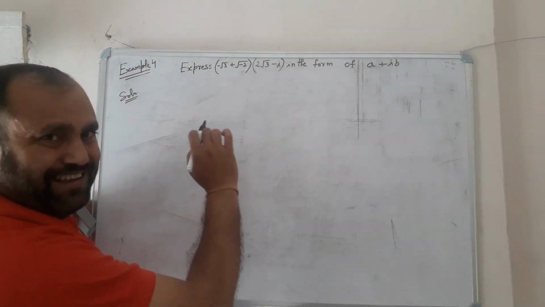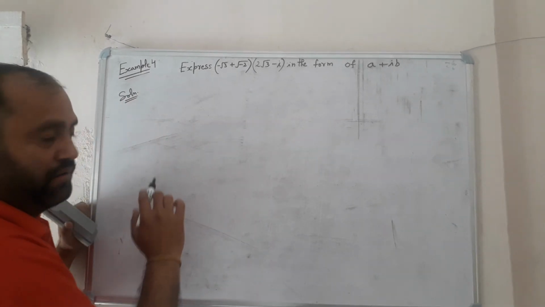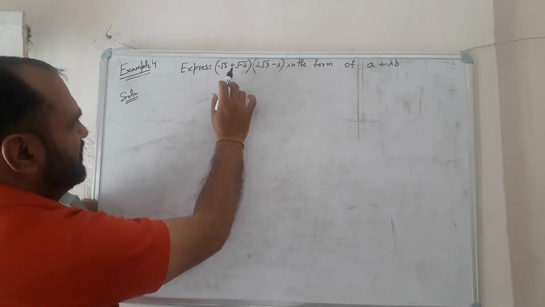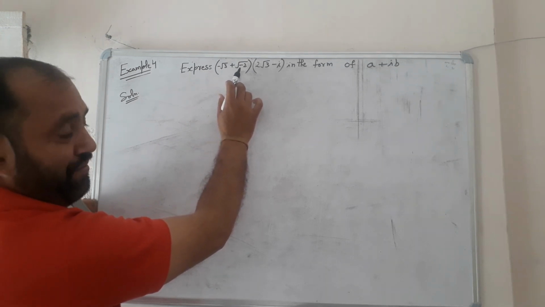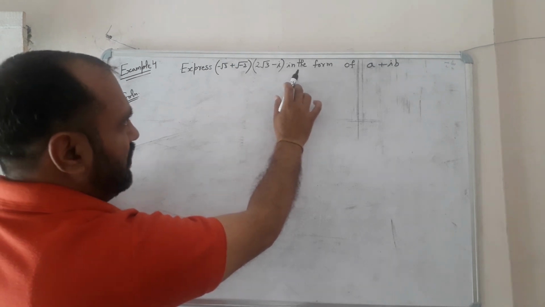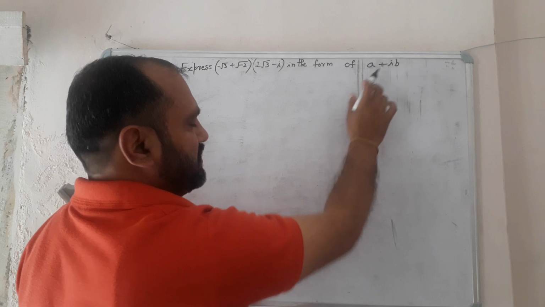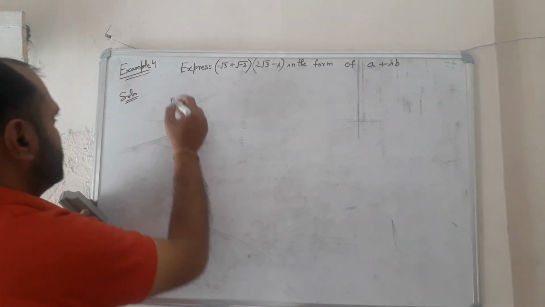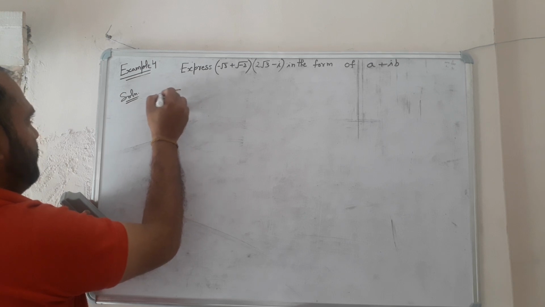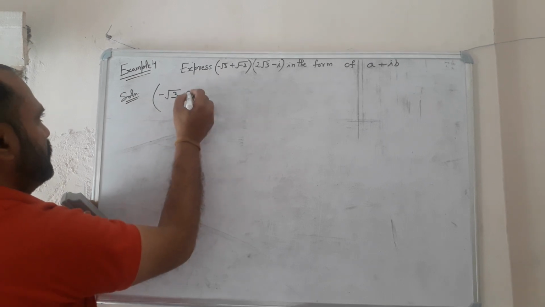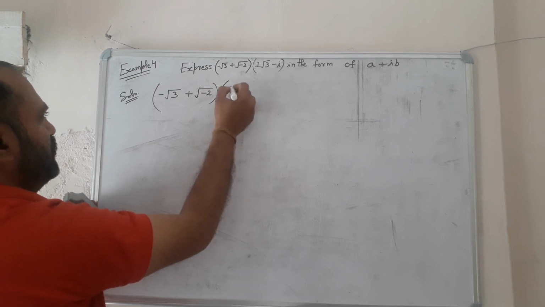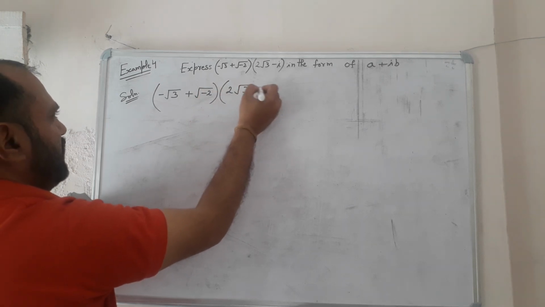Next example is example number 4. Express minus root 3 plus root of minus 2 into 2 root 3 minus iota in the form of a plus iota b. So let us solve it. First of all, you have to write minus root 3 plus root minus 2 into 2 root 3 minus iota, right?